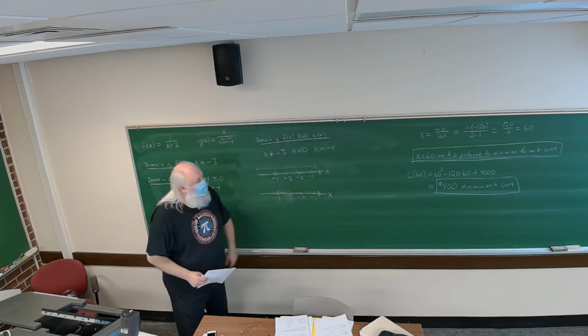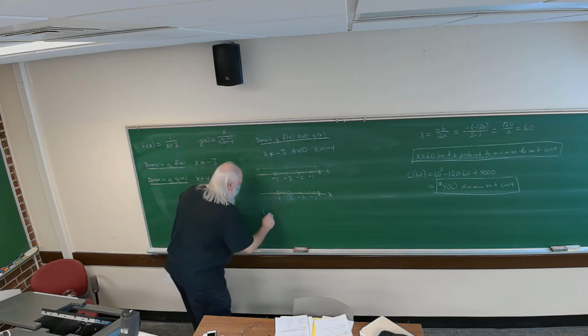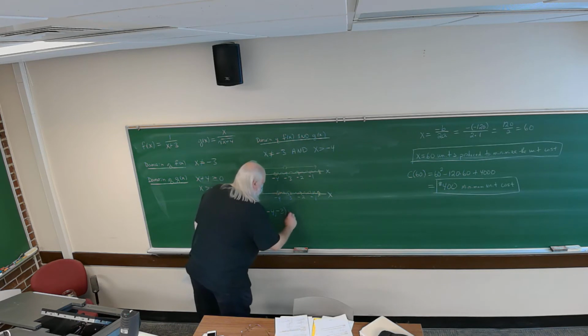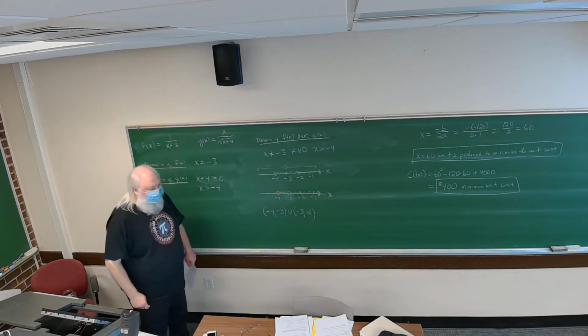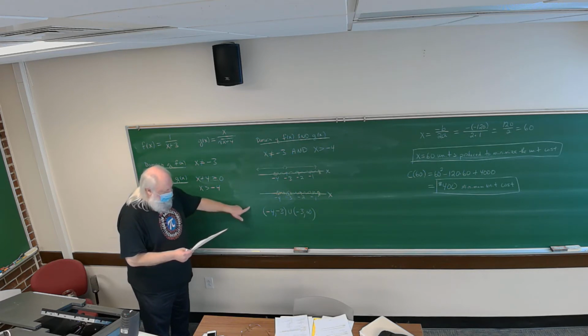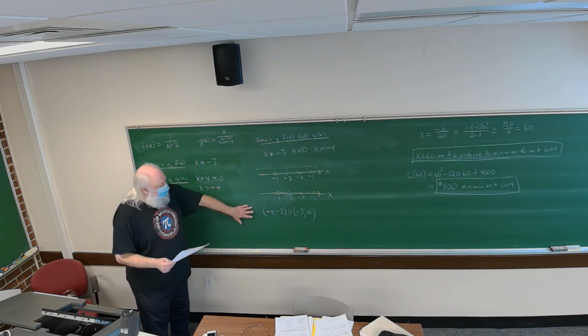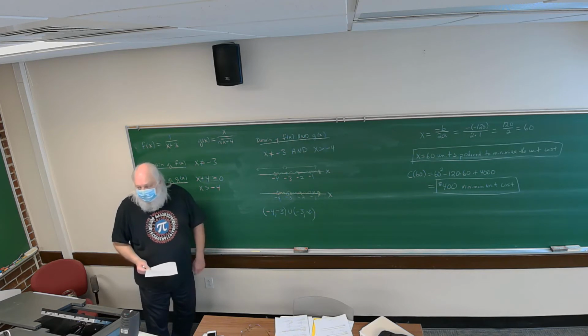So for the first three examples, the domain is going to be parentheses -4, comma -3, parentheses, union, -3 to infinity. Okay? That's going to be the domain for f plus g, f minus g, and f times g. Okay? We're going to have one additional restriction for f divided by g. Okay?